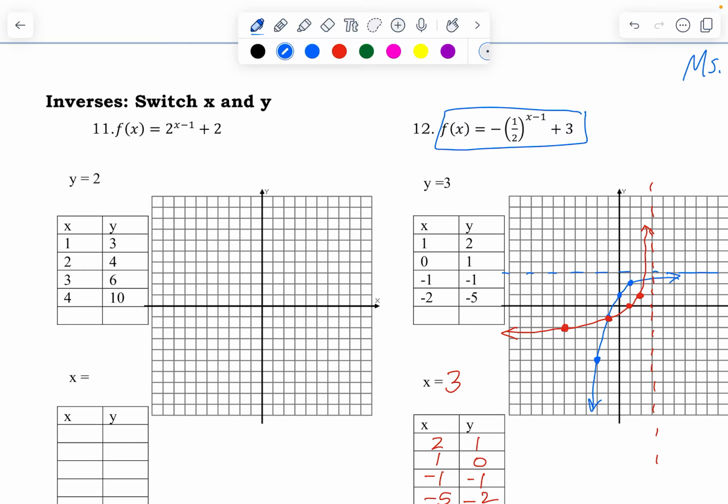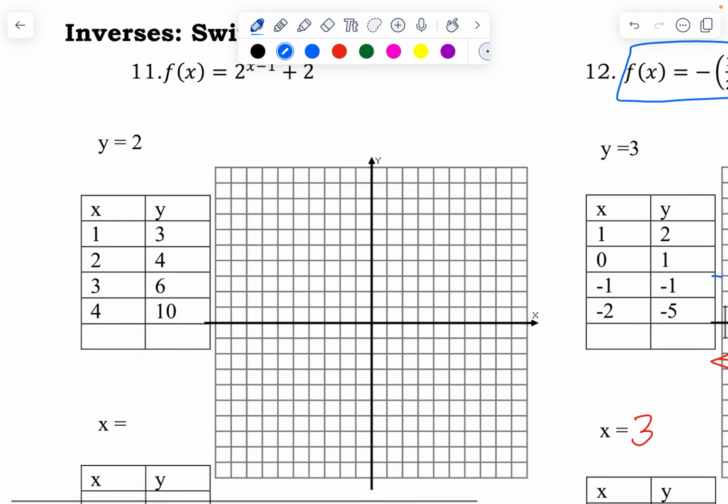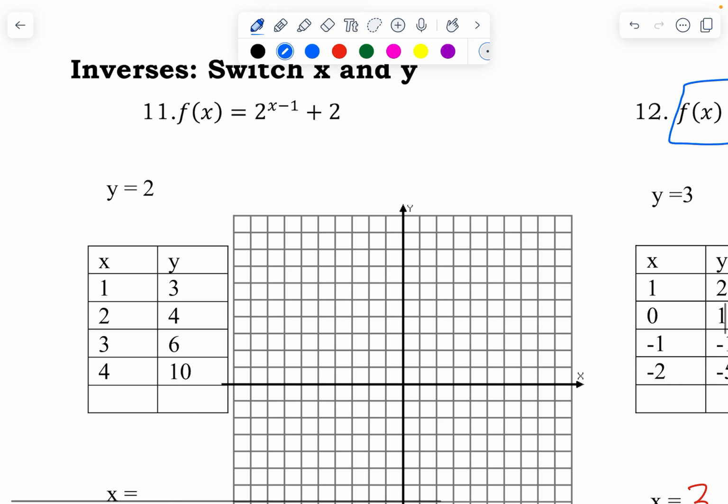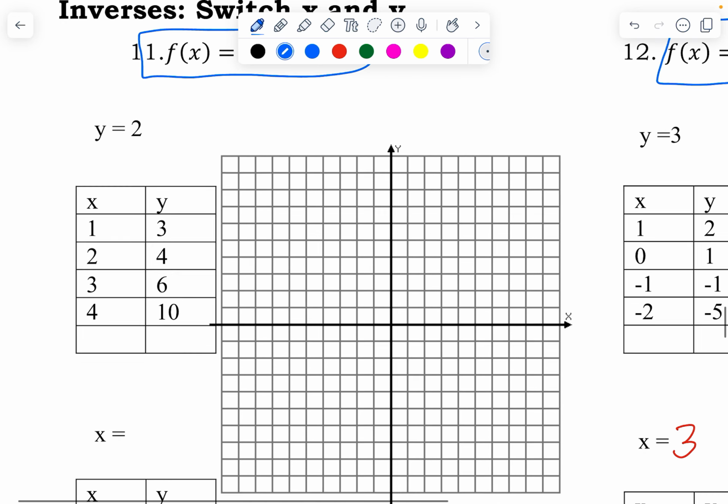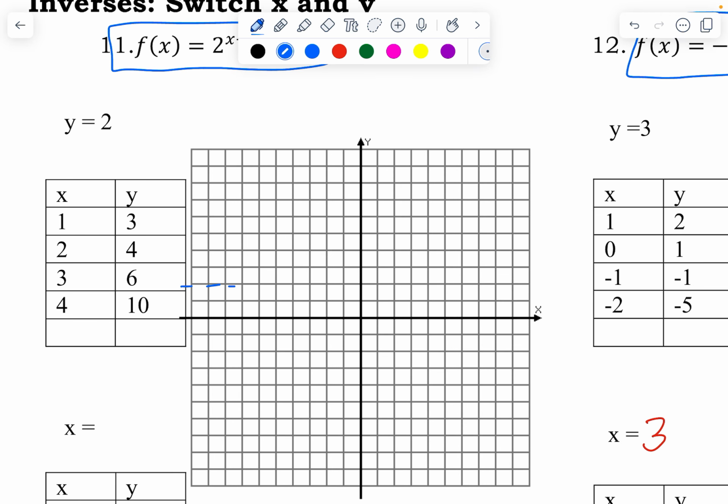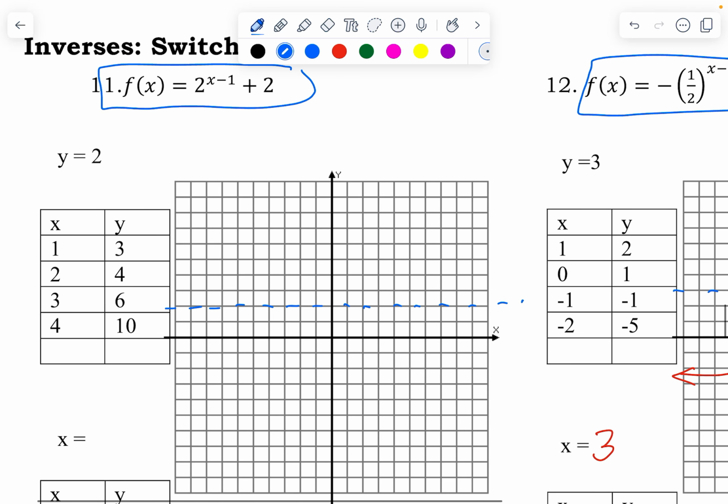We're now getting to the inversing, which is taking the inverse of this exponential function. On here, we have this lovely exponential function. I'm going to graph this one in blue. Notice that I've got an asymptote at y equals 2. I have the point 1, 3. I have the point 2, 4. I have the point 3, 6. I have the point 4, 10. This graph is going to look something like this.